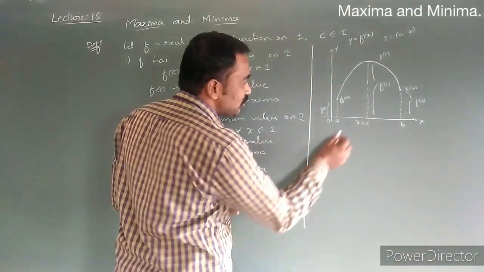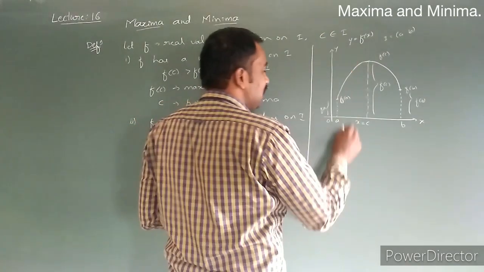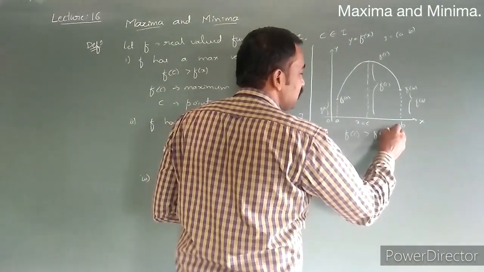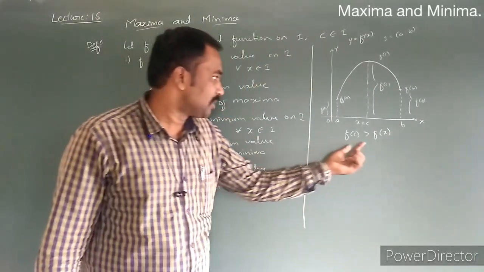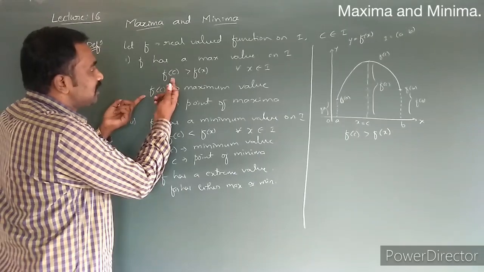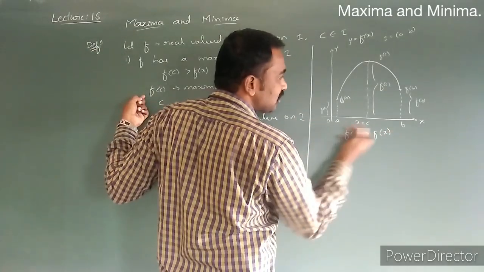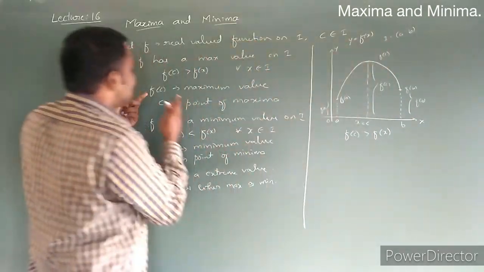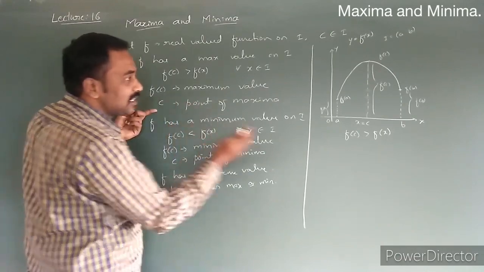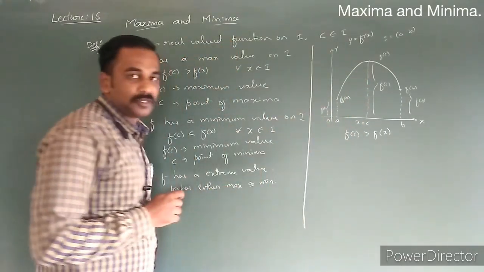For x, we can choose any value in the interval (A, B). So the condition is satisfied here: f of C is greater than f of x. So the first condition is satisfied, that is, f of C is greater than f of x for all x belonging to the interval I. Therefore f of C is the maximum value, and C is said to be a point of maxima. This is the first one.